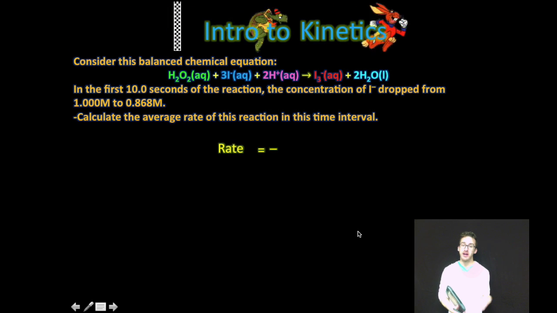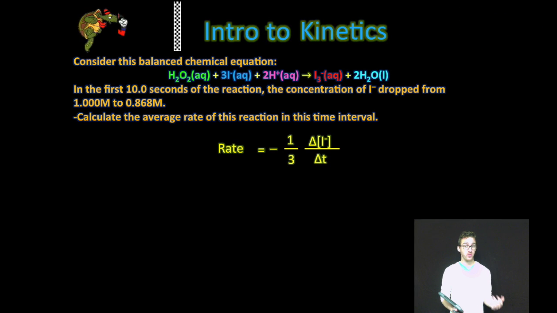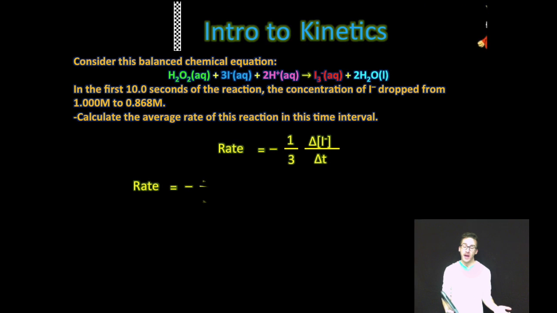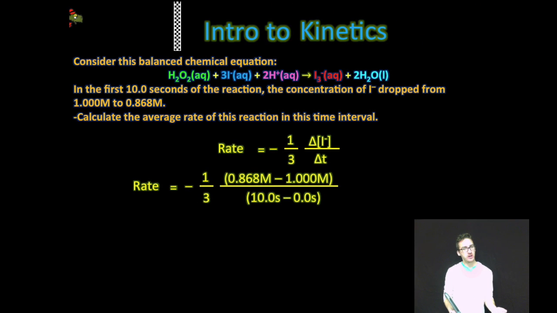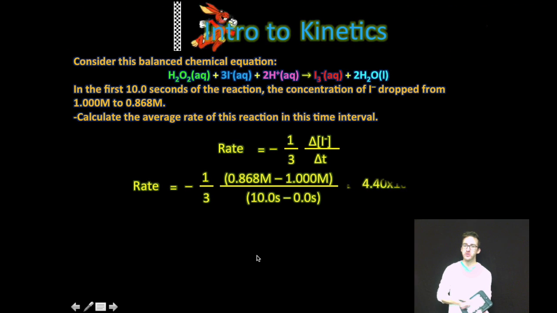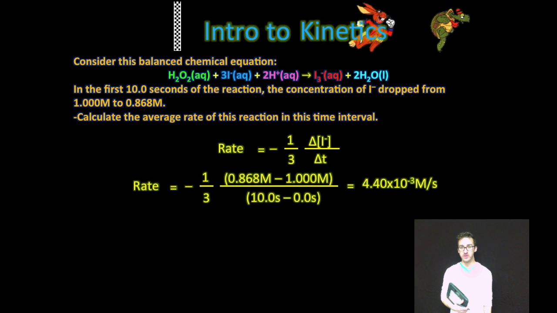Okay, so let's think about how we're going to define the rate of this reaction in terms of the change in concentration of the iodide ion over change in time. Notice that we're going to divide our change in concentration of iodide ion by 3, or multiply it by a factor of 1/3, to determine the rate of the reaction. Then all we have to do is plug in the change in concentrations over the change in time. A quick jump to your calculator should get you a rate that is equal to 4.40 times 10 to the minus 3 molarity per second for this reaction.